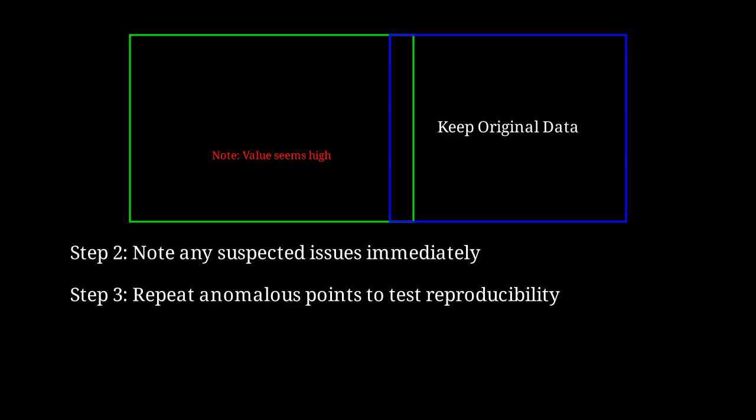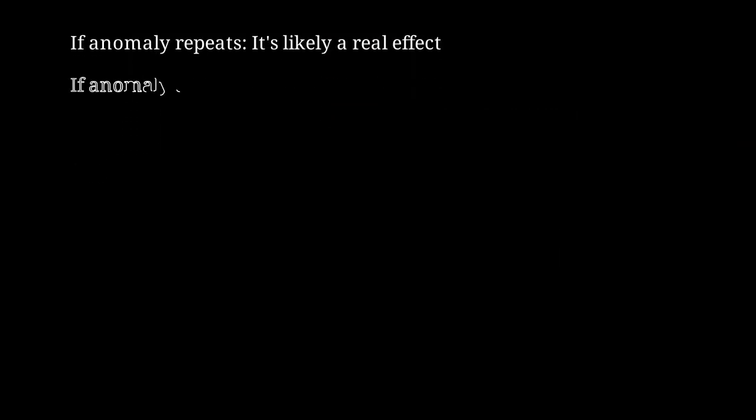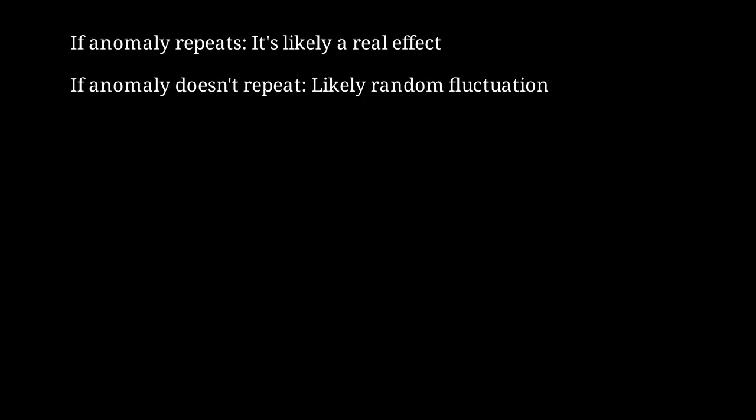Do you get the same anomaly? This is how you test reproducibility. If the anomaly reproduces consistently, you've just discovered something real. If it doesn't reproduce, then you can be more confident it was noise or a temporary error. Even if it doesn't reproduce, you still keep the original data in your records. You just note that it was non-reproducible.